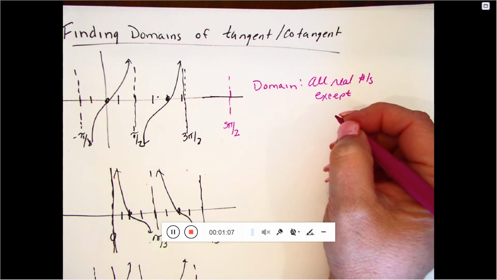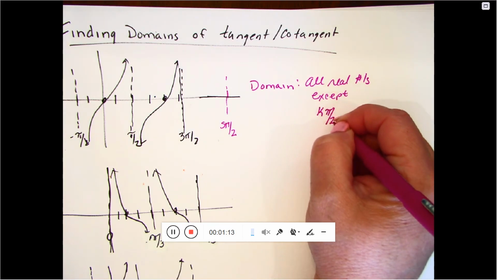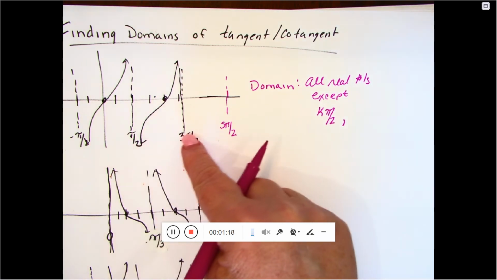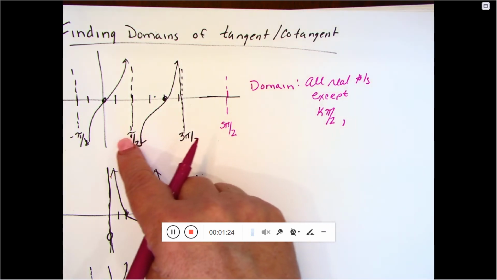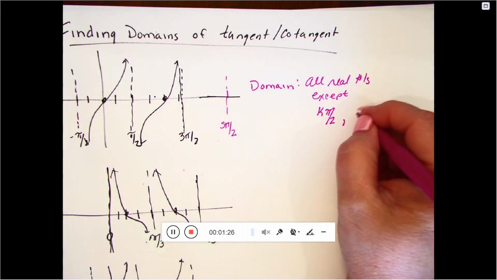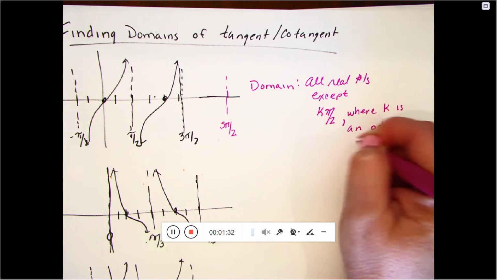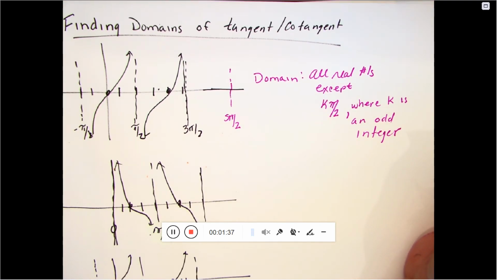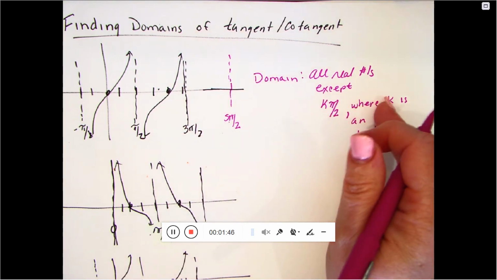So how we write this is all real numbers except k pi over 2. Notice these are all some multiple of pi over 2. But what are the k's? They're odd numbers. So we say where k is an odd integer. That's really the only way you can write the domains of these functions when you have all of these vertical asymptotes, because they go on forever and ever.